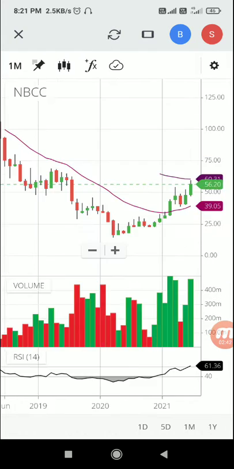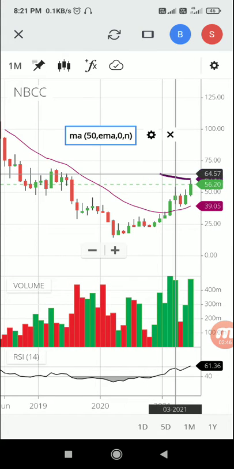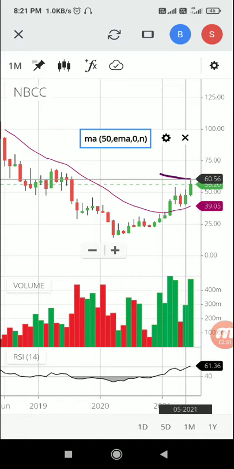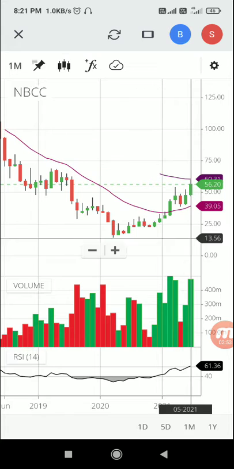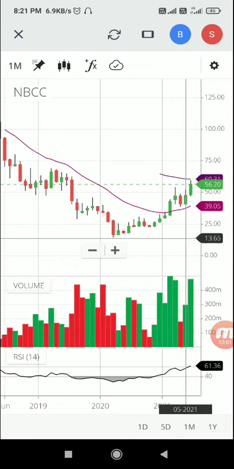In case you are going to enter the month value, you can see that this is the 20 month moving average, this is the 50-month moving average. So you can see here that this is the strong price, and from here only the price reaction is coming. But you can see the volume. So the volume is nearly 480 million shares bought this month. So you can expect a superb kind of movement in coming days.